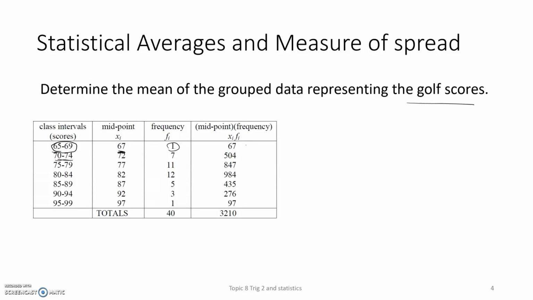For the next group, 70 to 74, the midpoint of that is 72. And there were 7 in that group. 7 times 72 gives you 504. You then add them up and you divide that by the number of them.